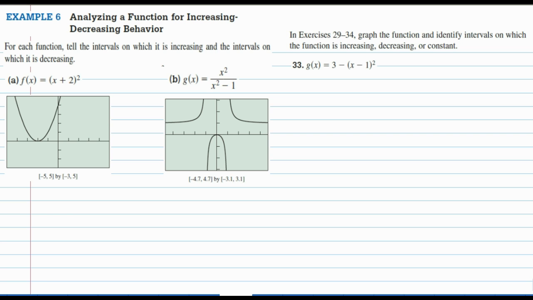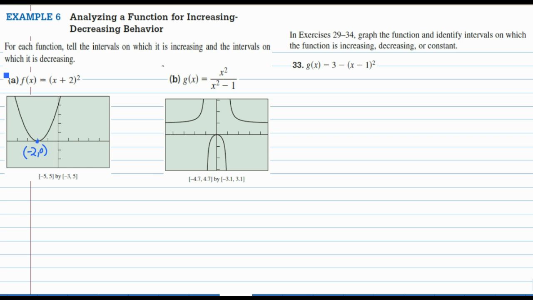So example 6 asks us to identify the intervals where the function is increasing and decreasing for parts A and B. On part A, this function x plus 2 squared, I know it's going to be a parabola. I can see what it looks like here. This bottom point right there is going to be -2, 0. I could graph this in my calculator and make sure that point is -2, 0, but I also know that -2 plus 2 is 0, squared is 0. There's my minimum.